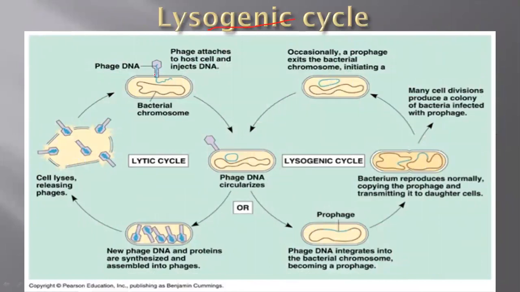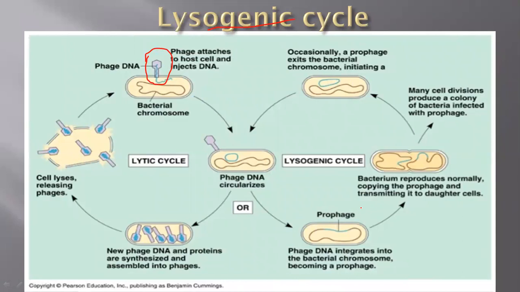Now we will see the lysogenic cycle. In the lysogenic cycle, the same process occurs in the entry and release of the genome into the bacterial cell. Then this bacterial cell with the phage DNA circularizes, and it can go into the lytic cycle or into the lysogenic cycle.